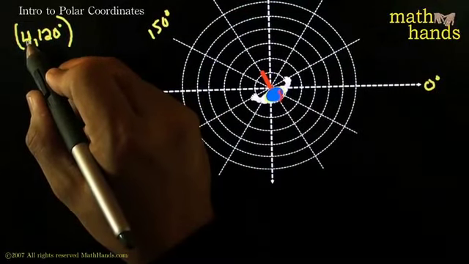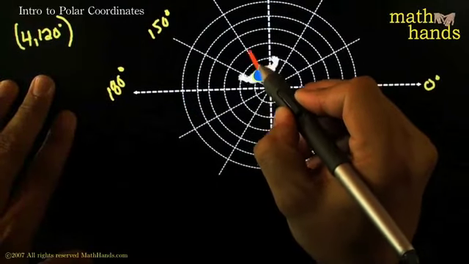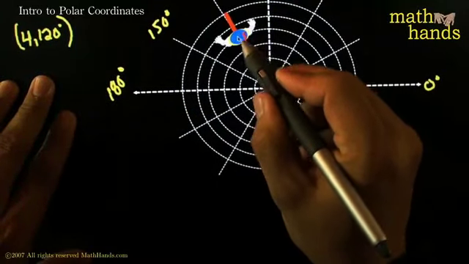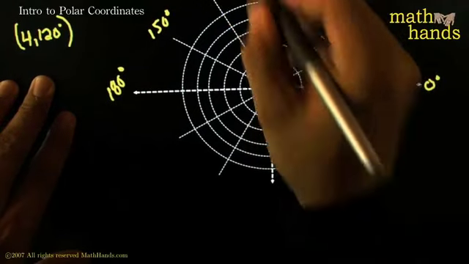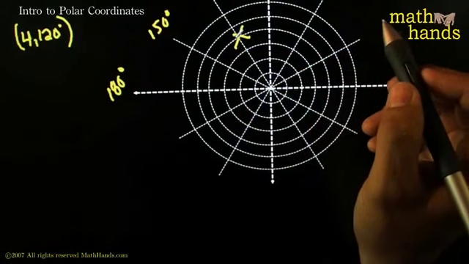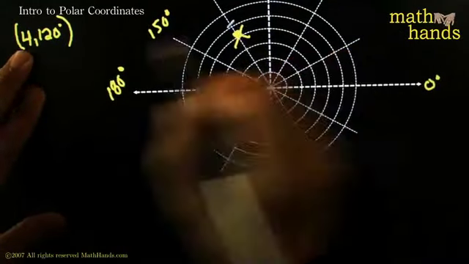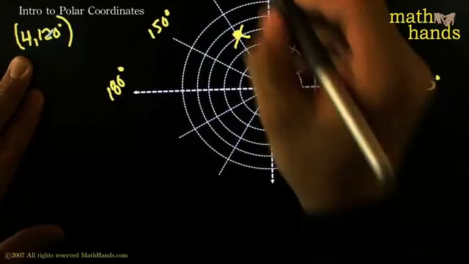you've got to go 4 units forward. So you'd go 1, 2, 3, 4 units that way. So this would mark the spot right here. 1, 2, 3, 4. That marks the spot. That point right there is 4, 120 degrees. Get it?